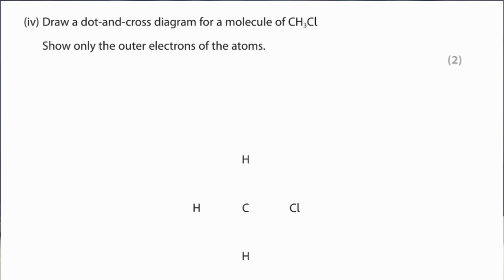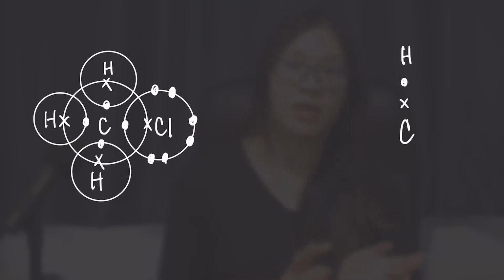So next up. Part 4. Draw a dot and cross diagram for the molecule of CH3Cl. Draw only the outer electrons of the atoms. 2 marks. There are 2 ways to answer this question, one with circles and the other one without. We will go through both ways today. In your exam, you can pick either one of them. Now, let's start off with the method with the circles.